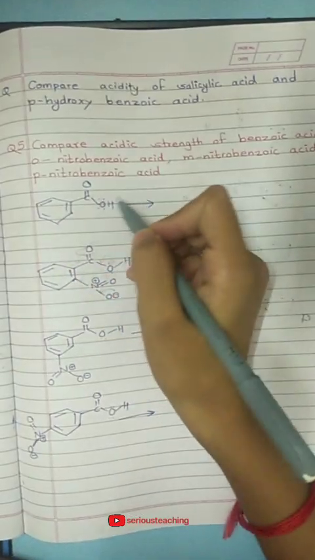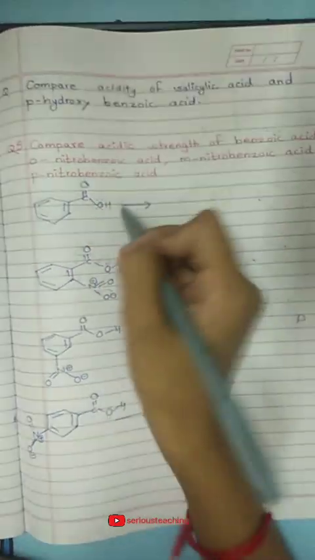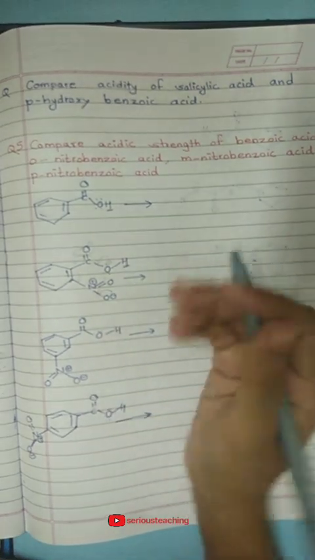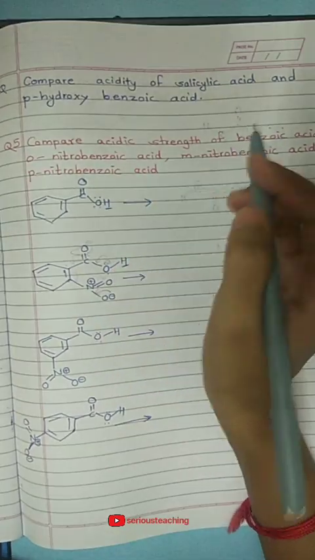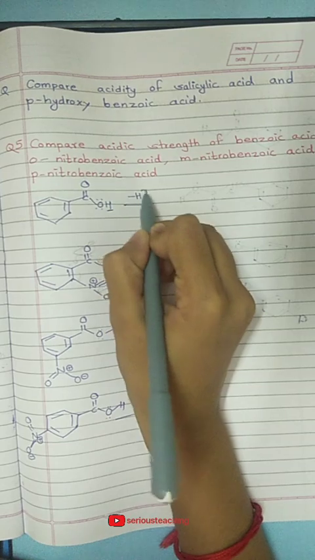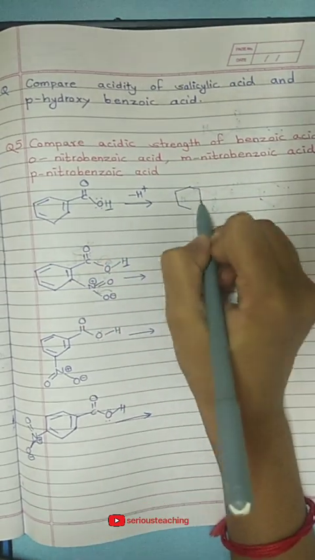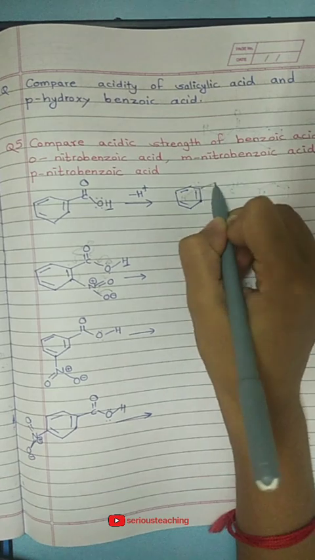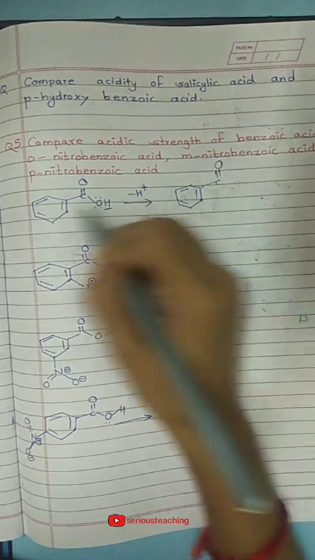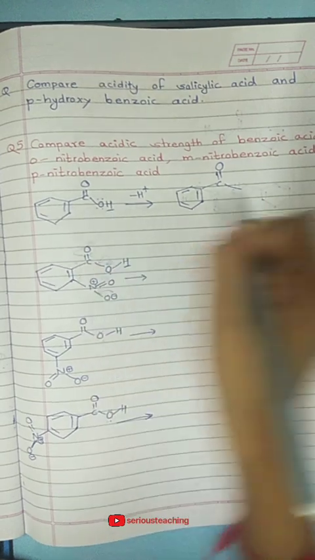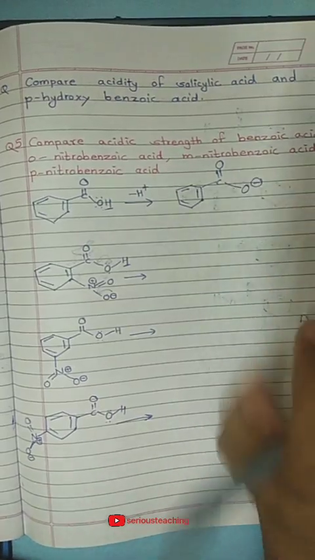In all the compounds, the acidic hydrogen is this one, which is directly attached to oxygen, or which is part of the COOH group. So when this proton is removed, we know that we will get an anion, with the C double bond as it is, and this H will be removed in the form of H plus and O minus will be formed. I hope this is clear till now.